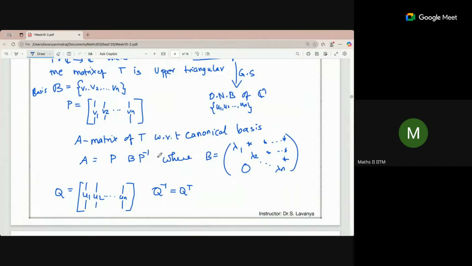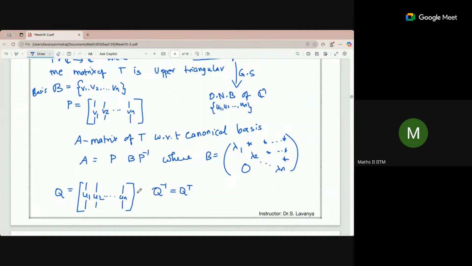Anyway, for the inverse part, you don't have to calculate the inverse. You have Q inverse is equal to Q transpose here. Is that fine? Is the property Q inverse equal to Q transpose true for an orthogonal system or an orthonormal system? This is true for an orthonormal system. For orthogonal, you won't have this.